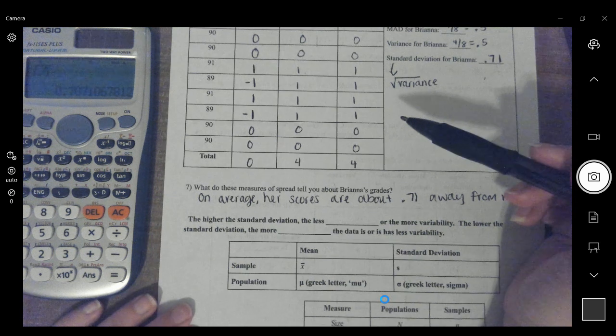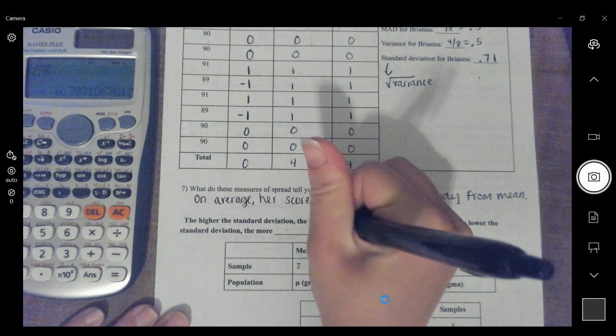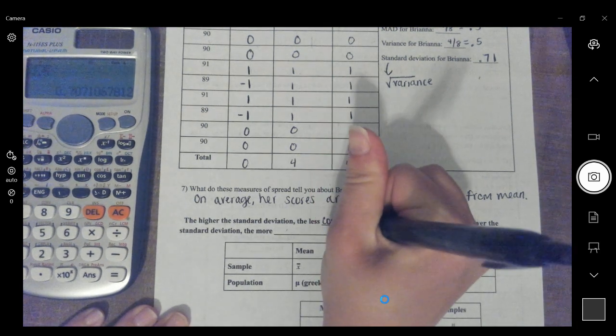Okay, so kind of the same thing we wrote with mean absolute deviation. The higher the standard deviation, the less consistent they are. Or we can say it has more variability, so they vary more. Okay, so there's two different ways to describe that.